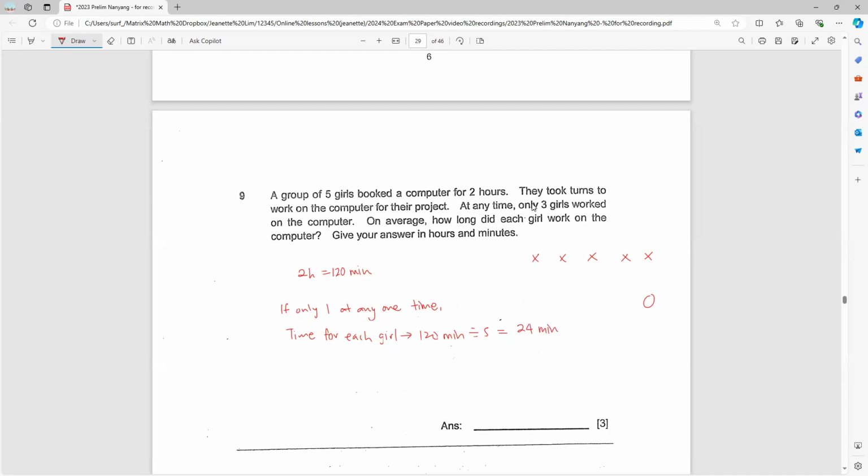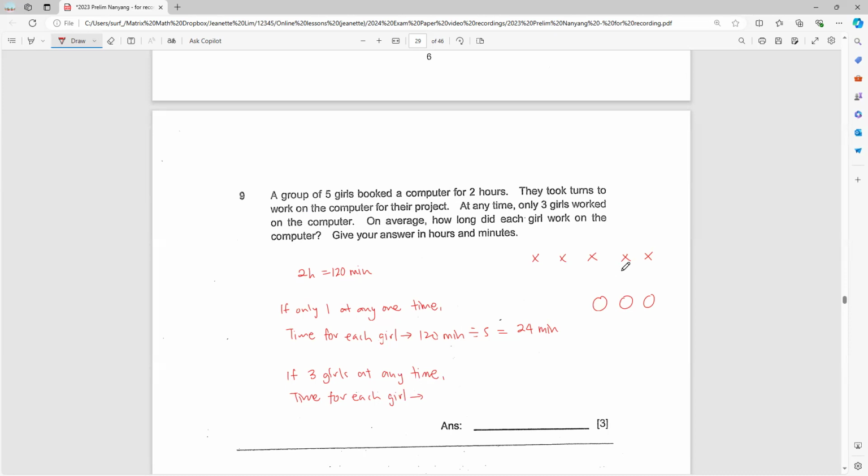However, if now they don't just get like one computer, they have like 3. Oh, okay. Sorry, they said 3 girls work on the computer. Okay, let's assume that there's like 3 computers, okay? So if there are 3 computers, 3 spots for them to work at any one time, right? If 3 girls work at any one time, then the time for each girl.